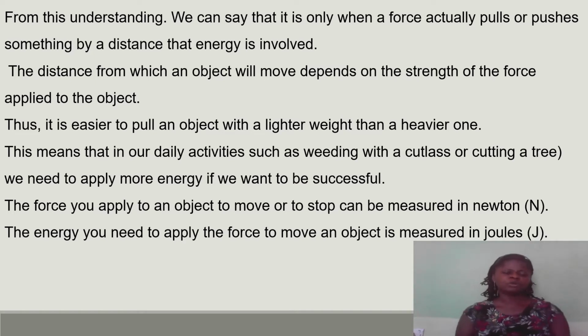The distance over which an object will move depends on the strength of the force applied to the object. In that case, it will be easier to pull an object with a lighter weight than a heavier one, like the book and the table. This means that in our daily activities such as weeding with the cutlass or cutting a tree, we need to apply more energy if we want to be successful. The force you apply to an object to move or to stop it can be measured in Newtons, and the energy you need to apply the force to the object is measured in what? Joules.